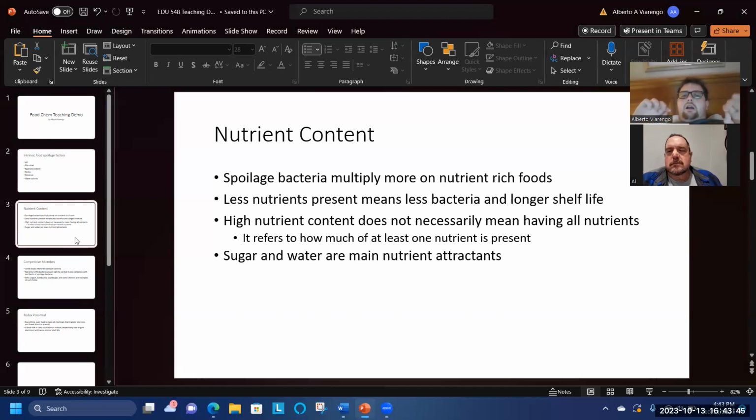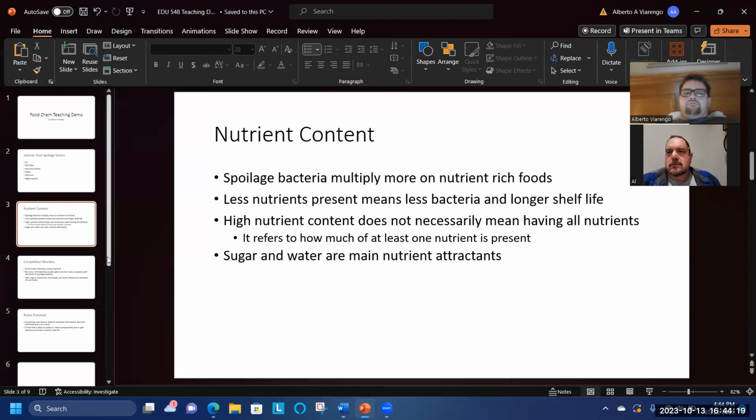Important note though, that doesn't necessarily mean they are low nutrient. You see, a high nutrient content does not necessarily mean having multiple nutrients. It refers to how much of at least one nutrient is present. If you just have a bottle of sweet water, bacteria will go crazy in that, because you just got sugar and water. Those are major nutrients and that'll attract bacteria like crazy.